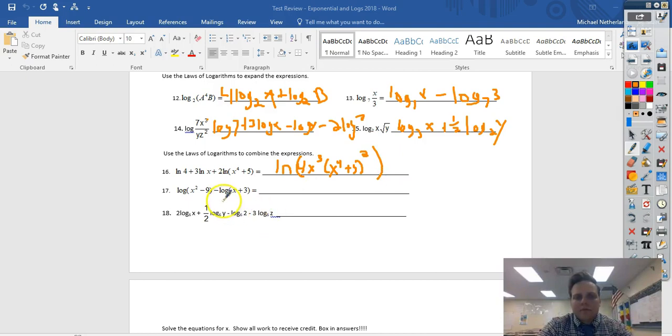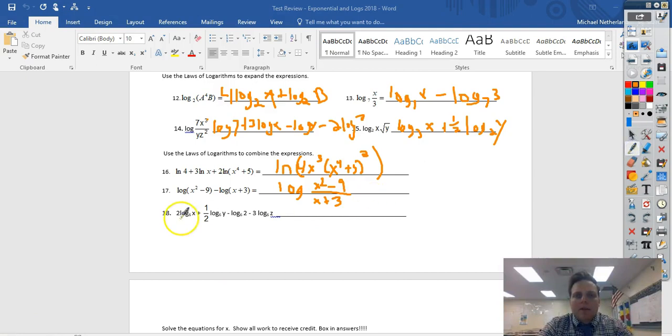Okay? So this next one, these two things are subtracting. Okay? So I can make them one log where the two things are now dividing. So that becomes x squared minus 9 over x plus 3.